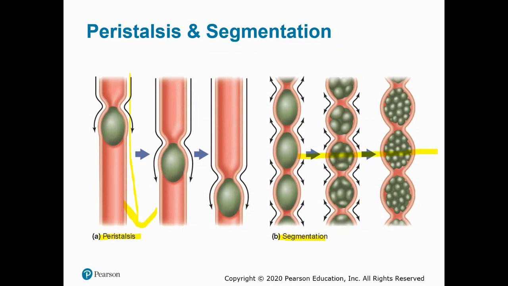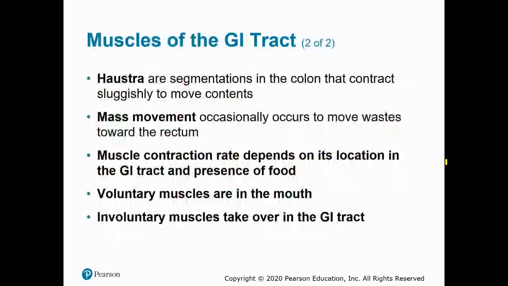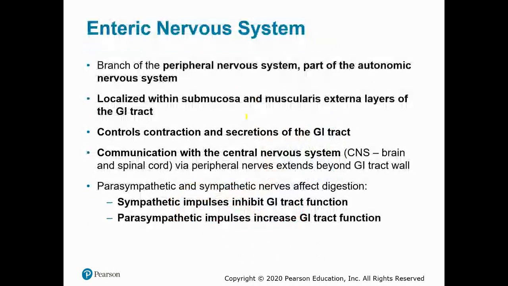And so in segmentation, ultimately, you get smaller and smaller contents of digestion, right? Another important facet of the muscles of the GI tract is these haustra, right? These segmentations of the colon, which contract kind of like peristalsis, but a little more slowly to move the contents along.